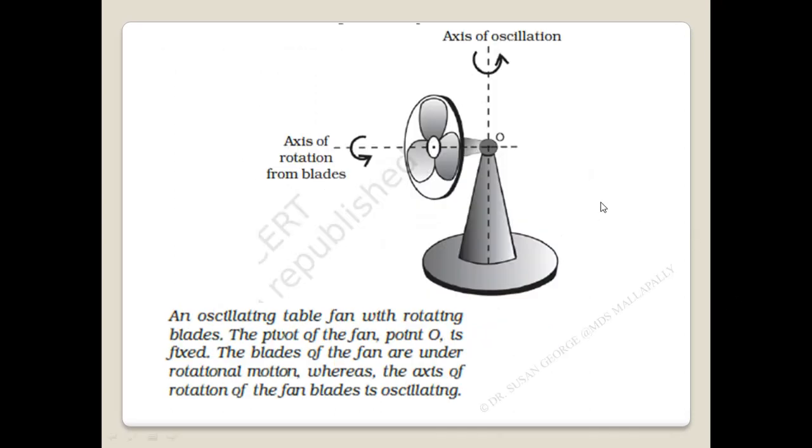Another example of the axis not being fixed is a table fan or a pedestal fan which is oscillating. So here we have the fan. The blades of the fan keep rotating. This is rotation about an axis. But this axis is not fixed because this table fan will oscillate from left to right, then from right to left, and then again from left to right. Since it's oscillating, this axis is not fixed.